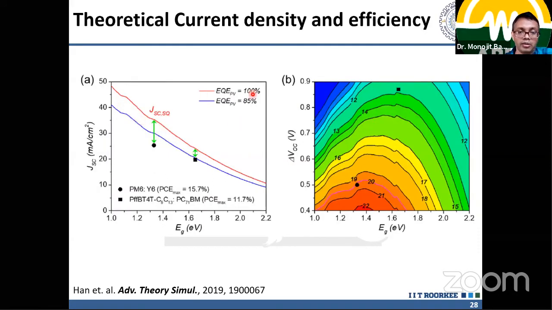You can see your current density goes down as you go from like 100% to 85% external quantum efficiency. And this chart shows how the open circuit voltage depends on the band gap. Definitely, the higher the band gap, you get higher and higher open circuit voltage, but at the same time, you absorb lower and lower photon energy. You lose the current density. So there is an optimization process, and somewhere around 1.4 eV band gap is supposed to be the ideal where you get the maximum efficiencies.